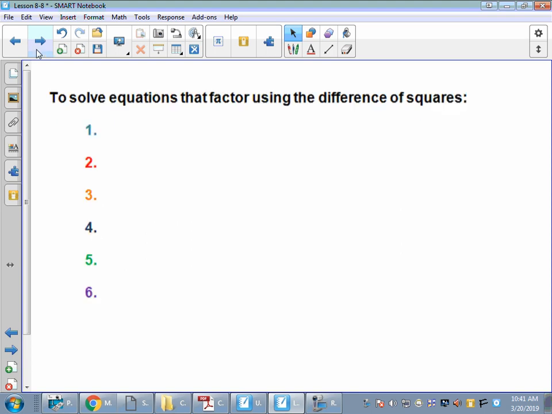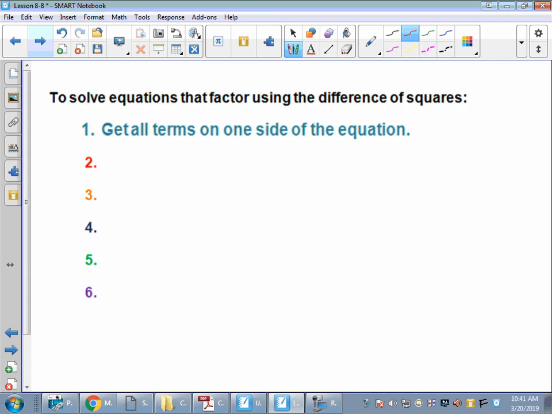Let's talk about when we solve equations. It's kind of like everything else we did before. When we solve equations, you're going to eventually set it equal to 0. So first step, as usual, we're going to get all terms on one side of the equation and set it equal to 0. Okay, that's the big factor there. Make sure we put that in there, that we're setting it equal to 0.